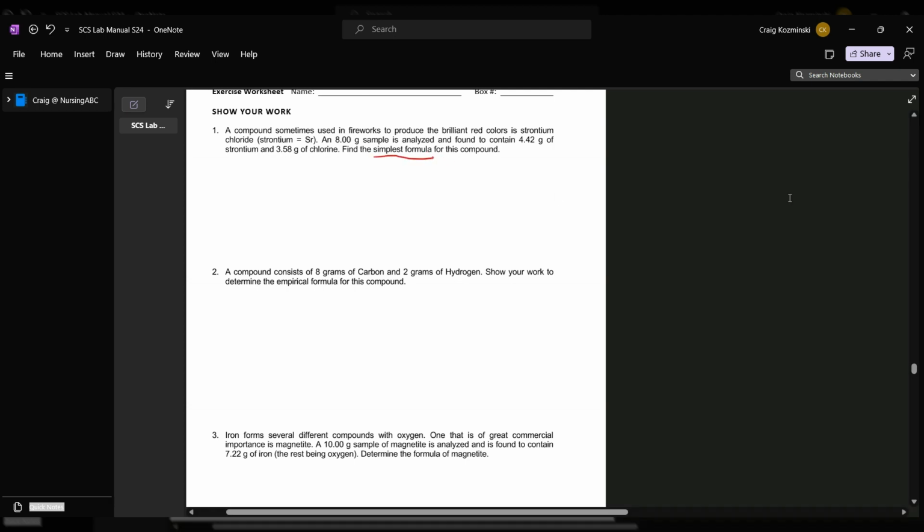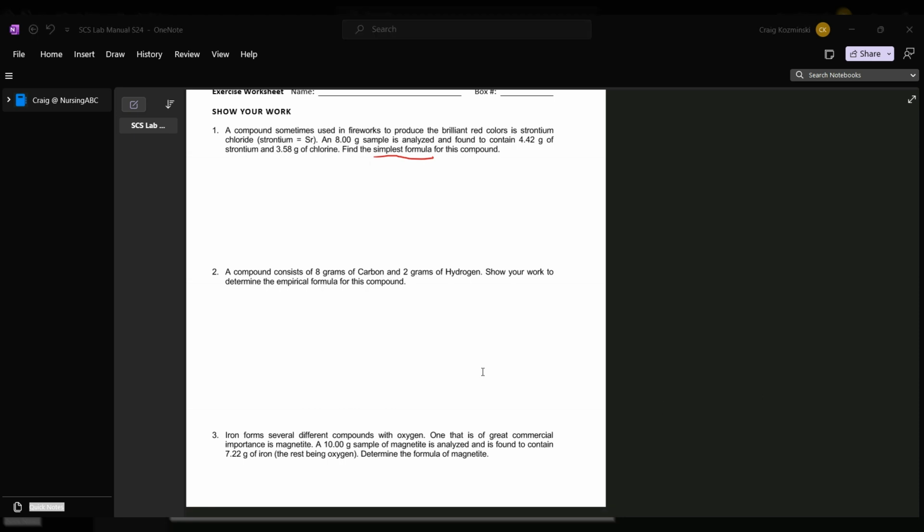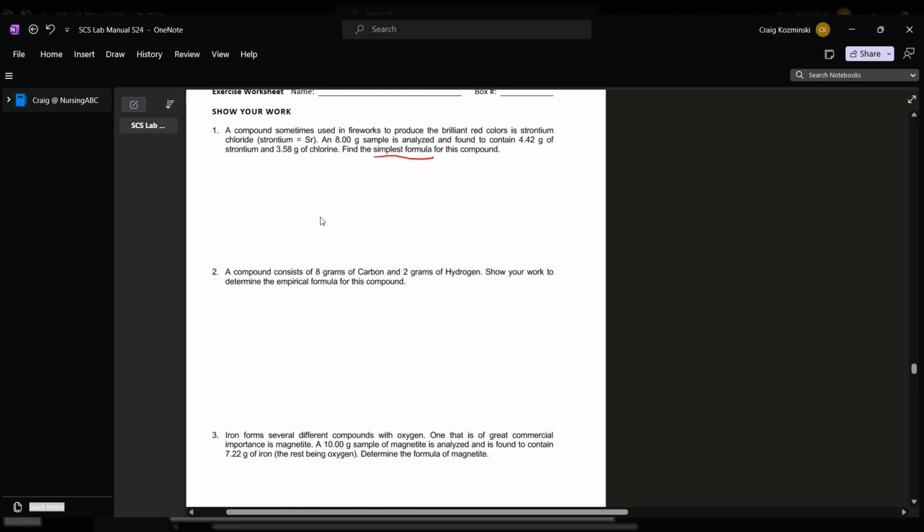And the form that we're going to be using for this is to take a look at the mass to mole conversion using the molecular weight of the substance, or the atomic mass, to divide each by the smallest number of moles, and then finally multiplying if necessary to achieve whole number ratios. So if we were to look at our first example problem, it says a compound sometimes used in fireworks to produce brilliant red colors is strontium chloride, where strontium has the symbol of Sr and chlorine has the symbol of Cl. It says we have an 8-gram sample, which contains 4.42 grams of strontium and 3.58 grams of chlorine.